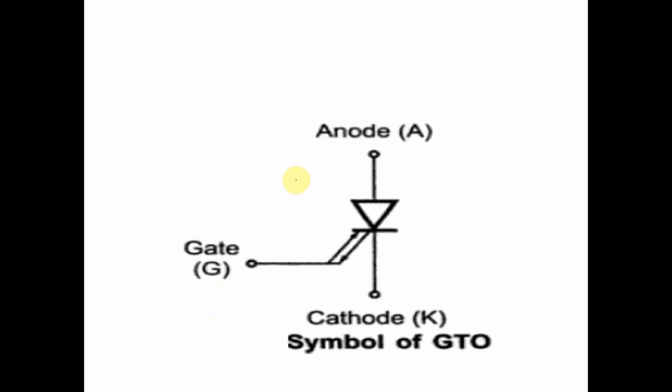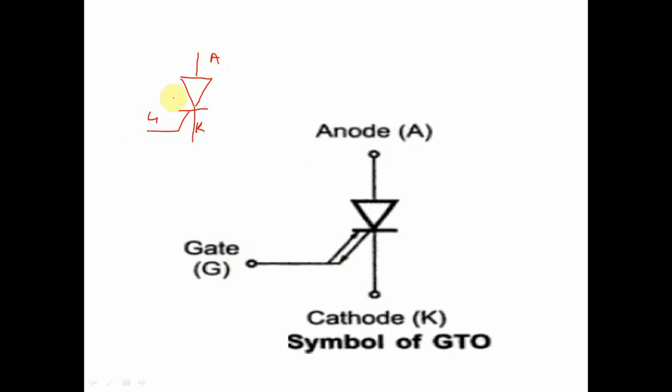This is the symbol of SCR. SCR has three terminals: anode, cathode and gate. See here, this is the symbol of SCR. Here is the anode terminal, here the cathode terminal, and here is the gate terminal. And this is the symbol of GTO.